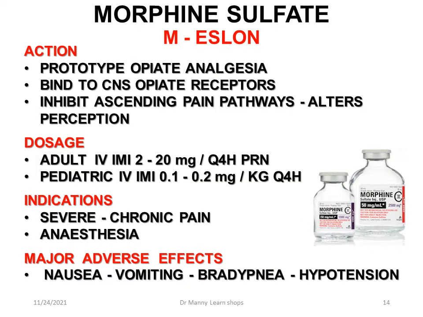When we look at stronger painkillers, we're looking at morphine sulfate. And morphine sulfate, it's the prototype for opiate analgesia, and it binds to the opiate receptors in the central nervous system, which inhibits the ascending pain pathways and alters your perception. This is for severe chronic pain and can be used during a general anesthetic. The major adverse effects are nausea, vomiting, bradypnea, and hypotension.